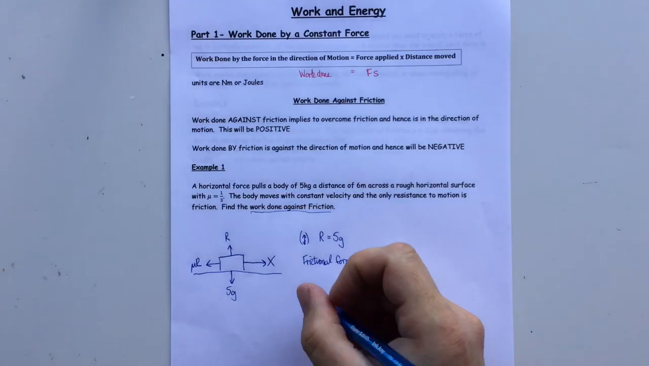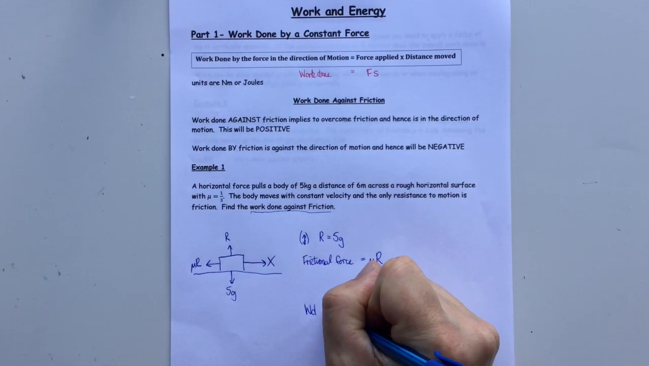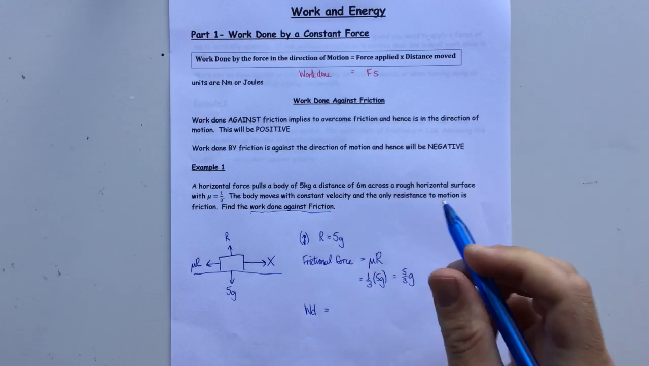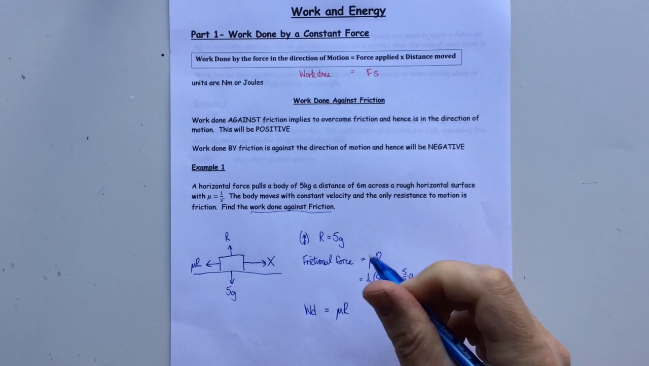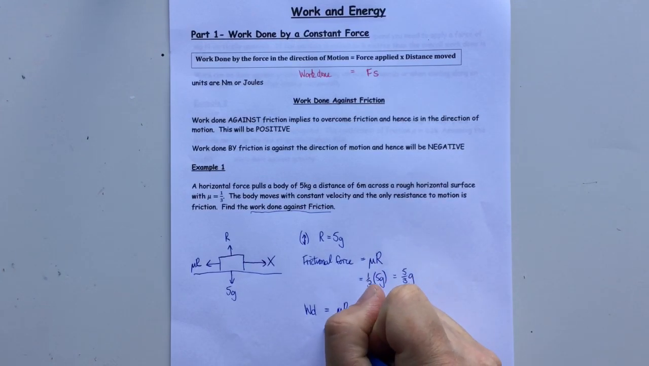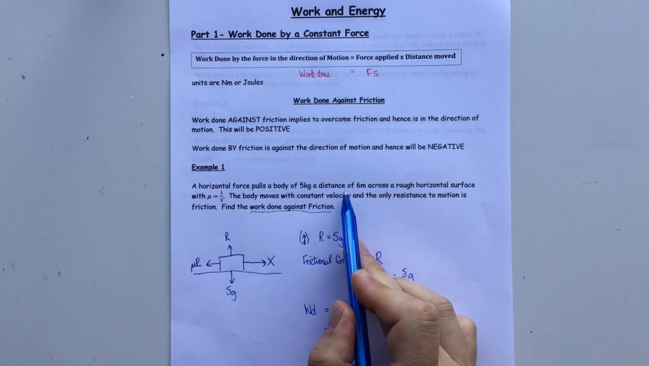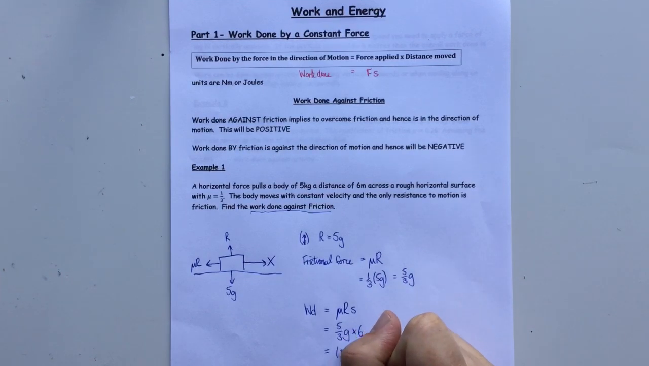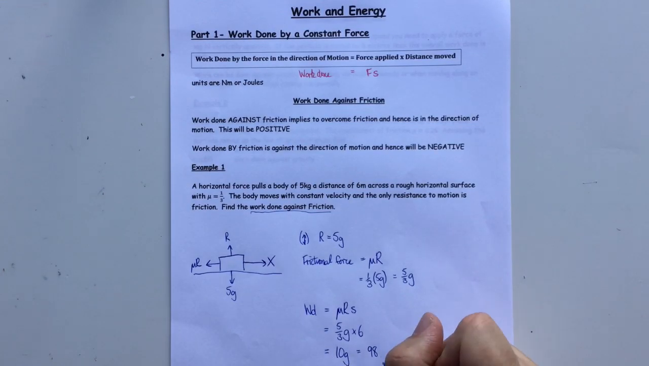So the work done against friction in this case is the force against friction, which is mu R, times S. And that's 5/3 g times, well, we're moving it by 6 meters. And overall, that's 10g or 98. Now again, we're talking work done here, so this is in Newton meters, or even better, in joules. So the work done against friction is 98 joules.